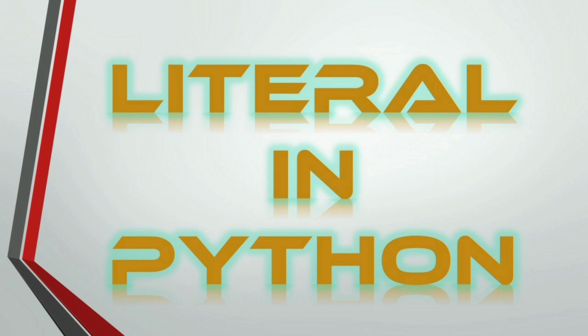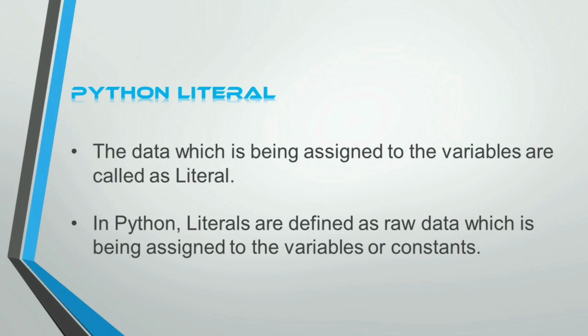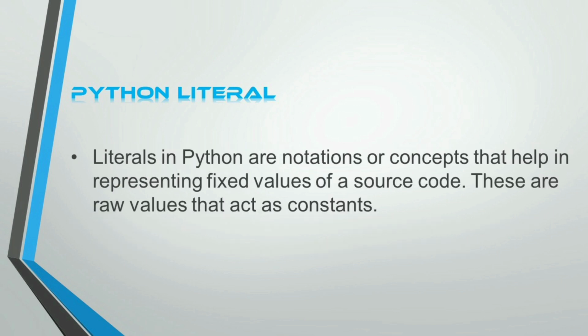In this video, I am going to explain about literals in Python. So, what is a literal in Python? The data which is being assigned to the variables is called a literal. In Python, literals are defined as raw data which is being assigned to the variables or constants. Literals in Python are notations or concepts that help in representing fixed values in source code. These are raw values that act as constants.